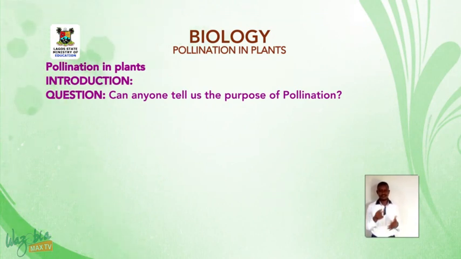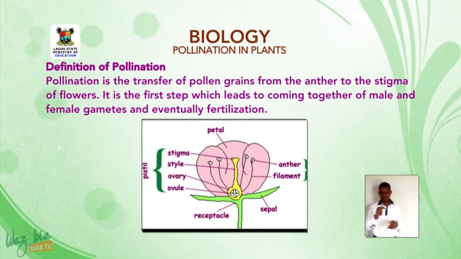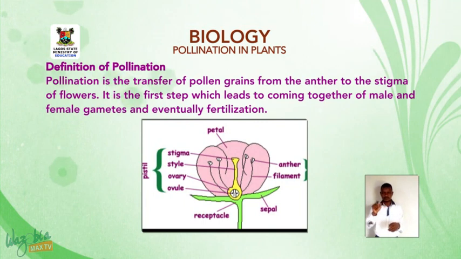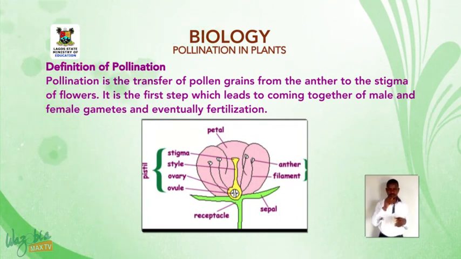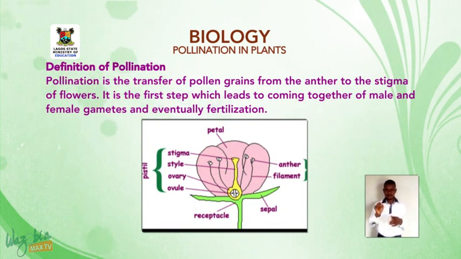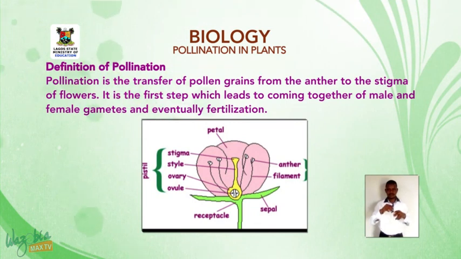Now, what is pollination? Definition of pollination. Pollination is the transfer of pollen grains from the anther to the stigma of a flower. It is the first step which leads to coming together of male and female gametes and eventually fertilization. Look at the picture, take note of the anther and the stigma. We'll go on a short break now and we'll be back shortly.